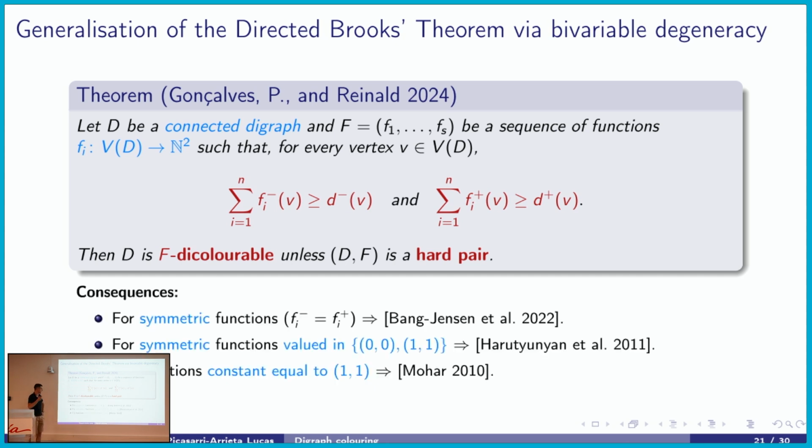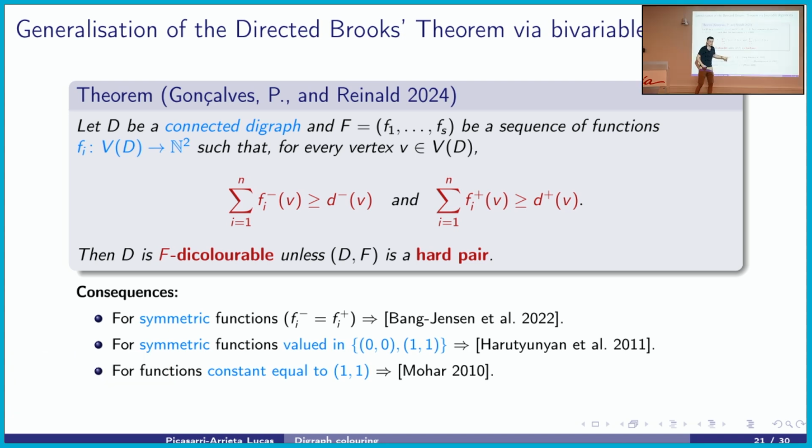Then if we look at the consequences, if we restrict this result to symmetric functions, so the first coordinate equal to the second coordinate, we obtain exactly the result of Bang-Jensen et al. And if we further assume that our functions are valued in (0,0) or (1,1), we are just modelizing list dicoloring, and we obtain the result of Harutyunyan and Mohar. And if we further assume that all the functions are constantly equal to (1,1), then we are just modelizing dicoloring, and we can obtain the directed Brooks theorem.